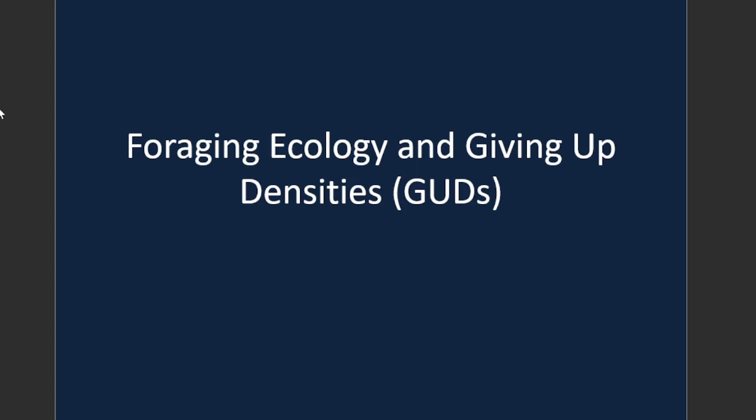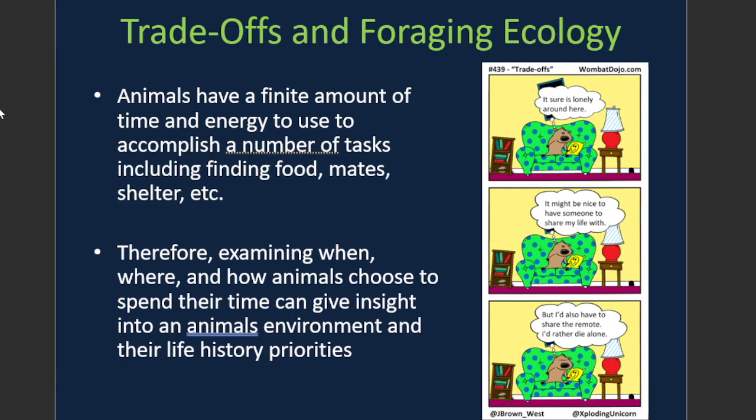So today we'll be looking at foraging ecology and giving up densities. First we'll look at trade-offs. Animals have a finite amount of time and energy to use to accomplish a number of tasks, which include finding food, finding mates, finding shelter, whatever they need to be alive. So whenever you're looking at how an animal uses its time, it gives an insight into animals' environments and their life history priorities.